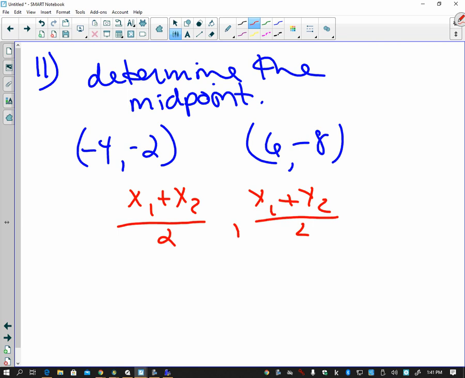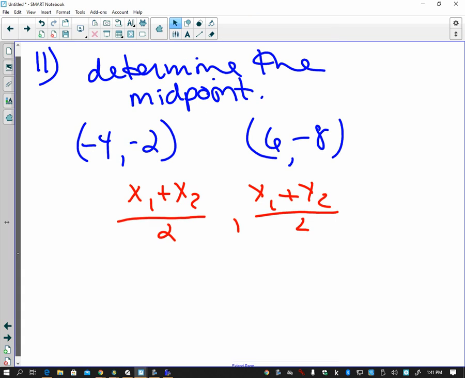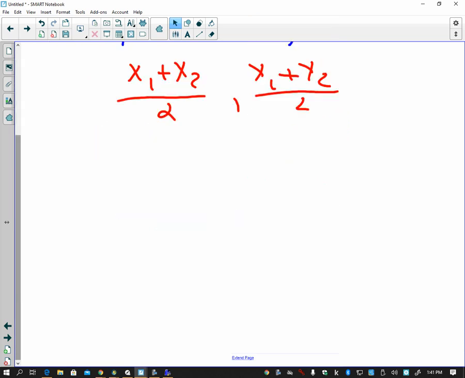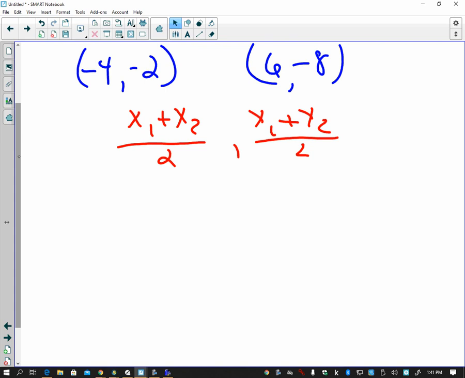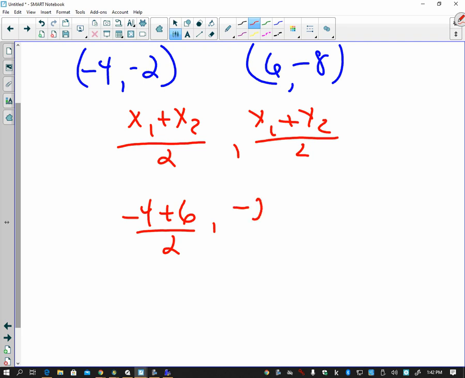Why don't you go ahead and put that information in our formula for us? I'm not letting Garrett talk this time. Okay? Just for the x1 plus x2. Yep, let's do x1 plus x2 first. So negative 4 plus 6. Okay? Sure, let's go ahead and get the y's. Negative 2 plus negative 8 over 2. Okay?